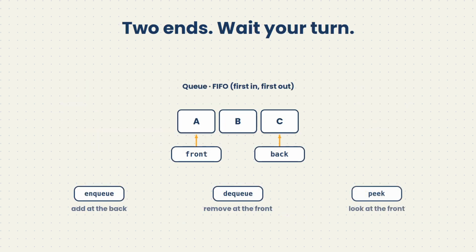A queue is the opposite idea. It has two ends, the back where items join and the front where they leave. And it follows the rule first in, first out, or FIFO, exactly like a fair line of people. Its operations are Enqueue to add an item at the back, Dequeue to remove the item at the front, and peek to look at the front without removing it.